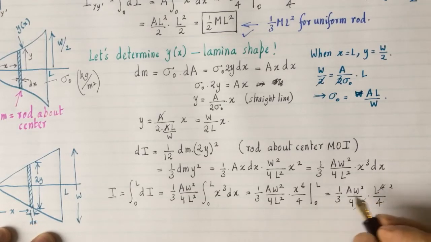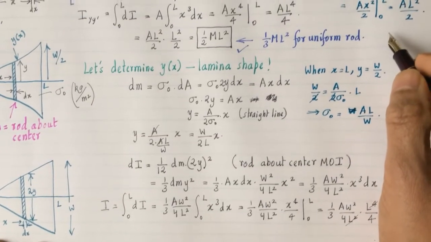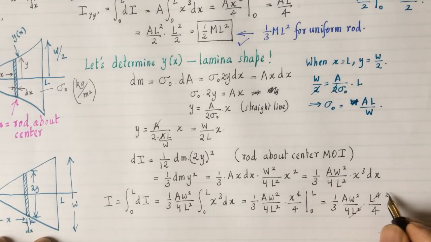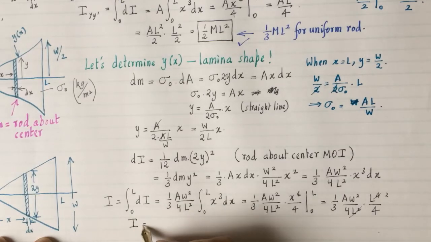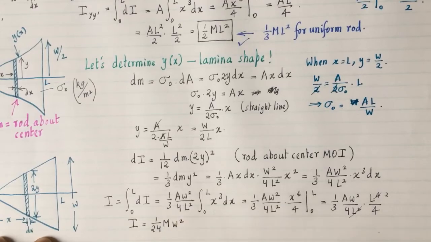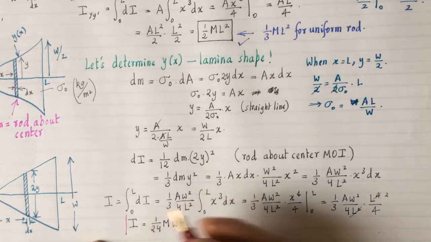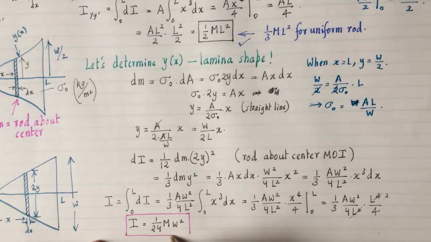And now what I'm going to do is identify my mass. Mass is AL squared over 2. So if I take AL squared over 2, I'm left with 3 times 4 times 2, which is 24. So the moment of inertia is just 1 over 24 m W squared. That's a standard result, actually. You can look it up. It's the moment of inertia of a triangle about its symmetric axis, an isosceles triangle.